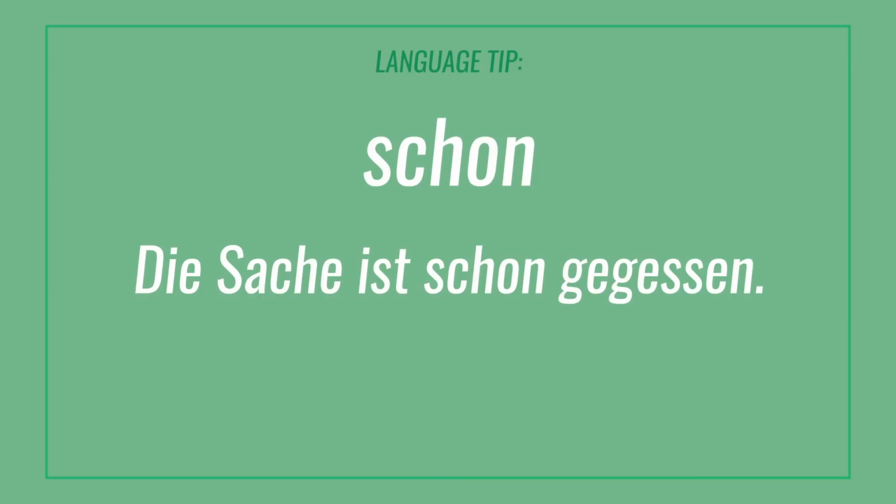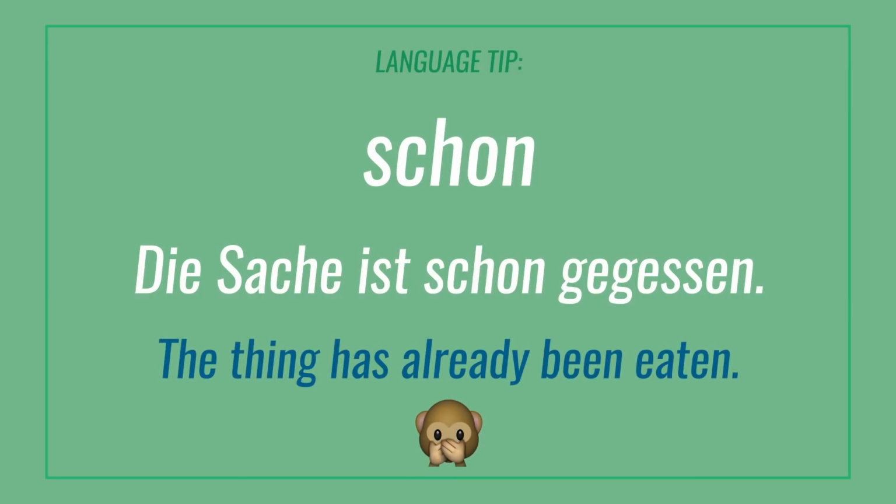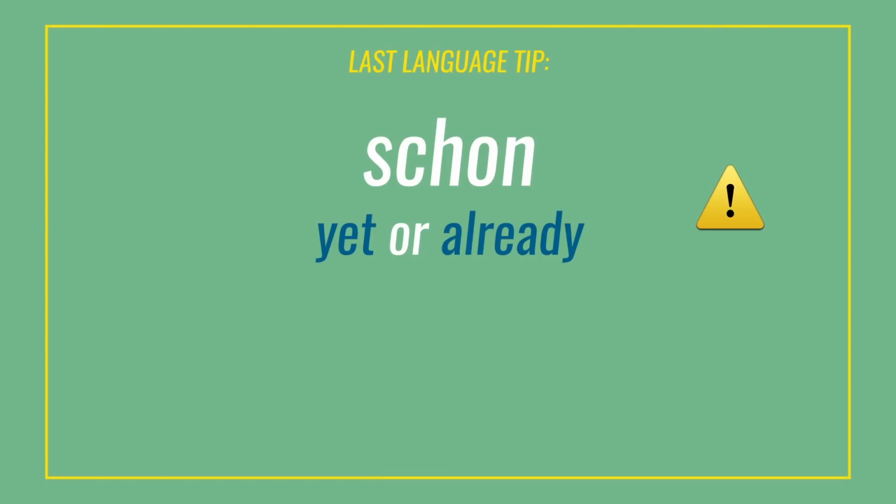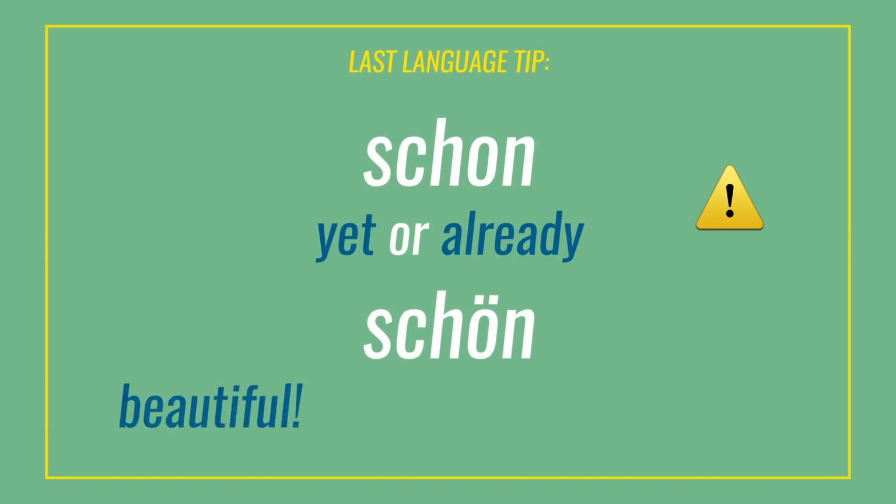If you want to step up your German game a little with your friends, you can use the phrase die Sache ist schon gegessen, which literally means the thing has already been eaten. It's an idiom that actually means a negative incident has already been forgotten. Try using it the next time one of your German friends apologizes for something. One last insider hint is be careful not to confuse schon with schön, with an umlaut over the O. That means beautiful.